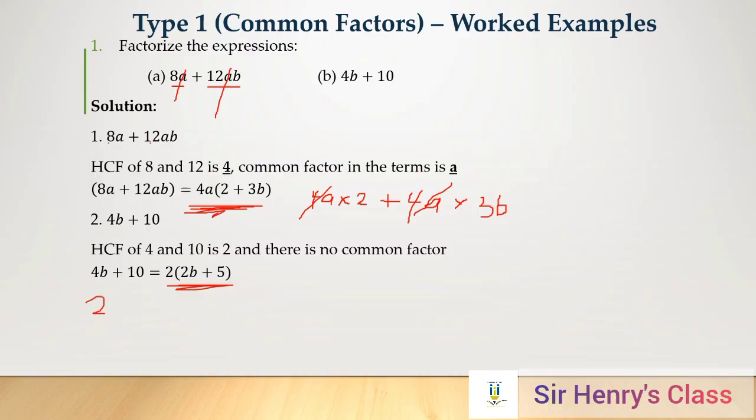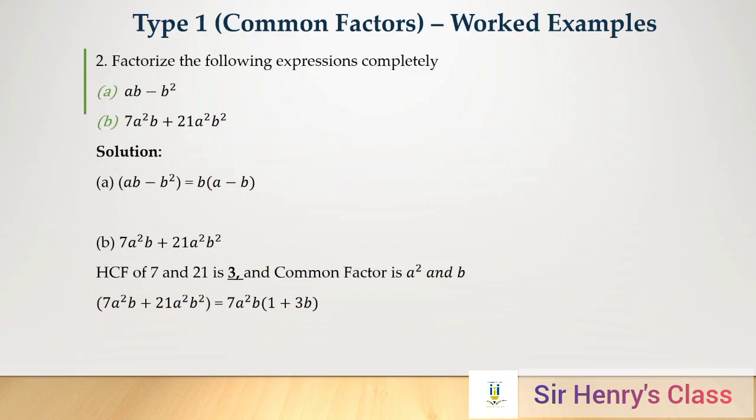You can do this in a different way as 2b times 2, plus 2 times 5. The common factor is 2 and 2, so we have 2 brackets 2b plus 5, and that is all.